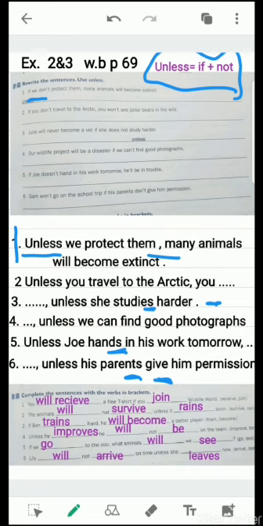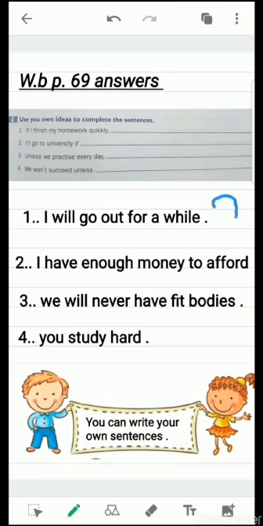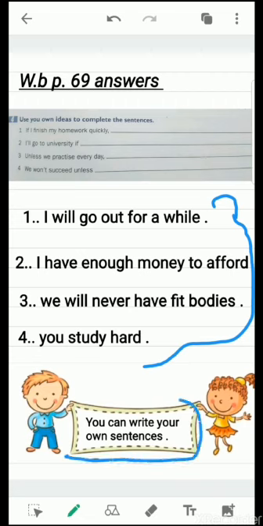The last exercise. Use your own ideas. استخدم أفكارك to complete the sentences. I have already given you suggested answers, suggested sentences. جمل مقترحة. And you can write your own sentences. So you have the choice. Either you write my choices or my suggested answers, or you can answer them by your own ideas.